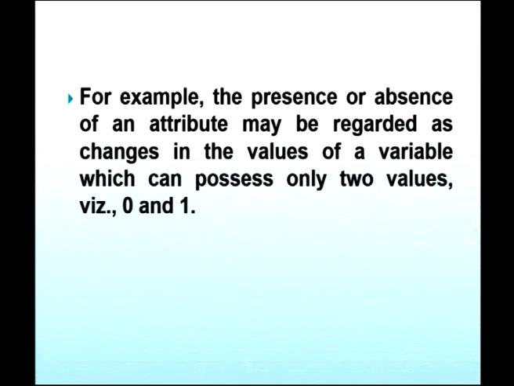For example, the presence or absence of an attribute may be regarded as changes in the values of a variable which can possess only 2 values, 0 and 1. This is how a qualitative characteristic is being converted to a quantitative measurement as 0 and 1. 1 stands for the presence of the attribute and 0 stands for absence of the attribute.